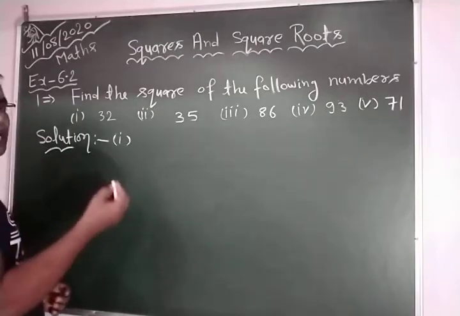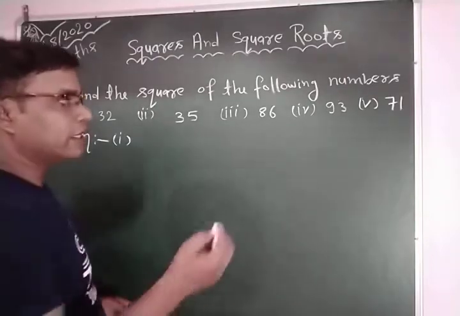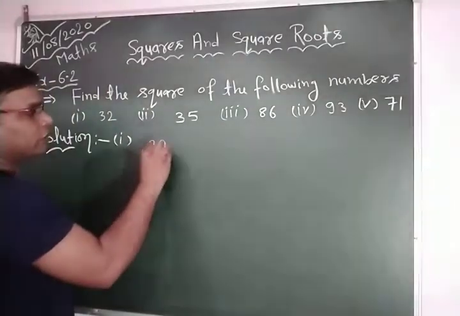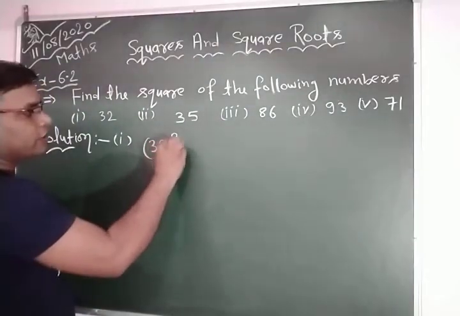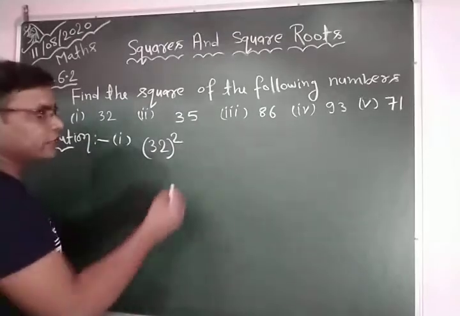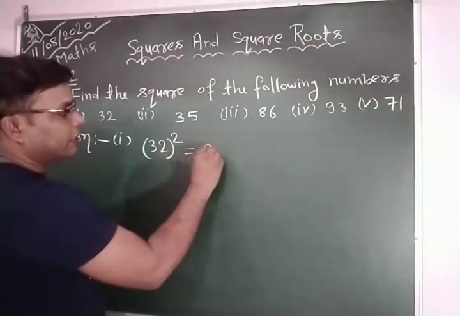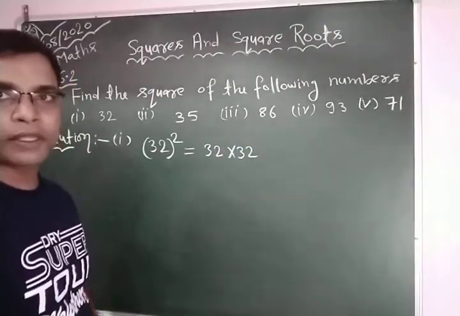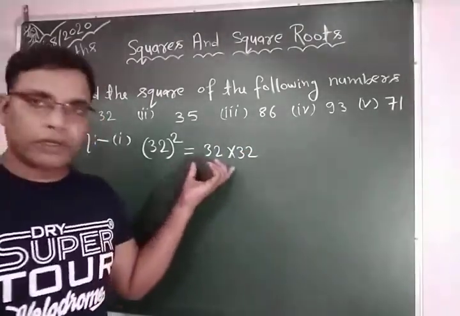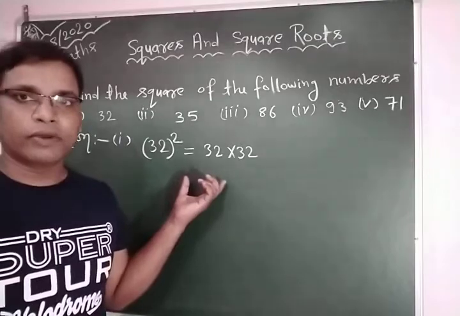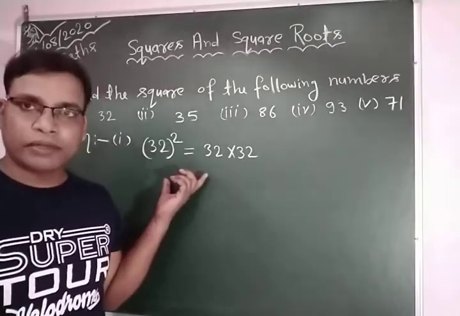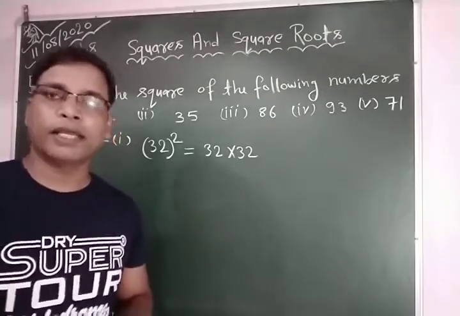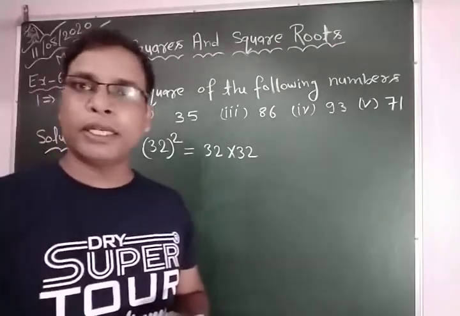Only multiply 32 two times, like this: the square of 32 is equal to 32 into 32. This is an actual multiplication. We find the square of any number by actual multiplication. After this, we can also find the square of any number with the help of identities.